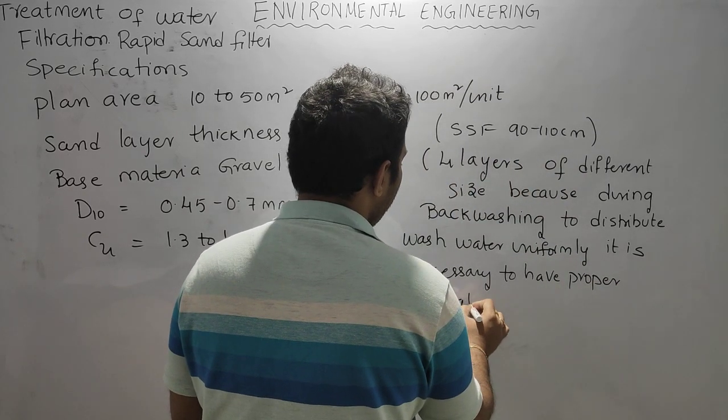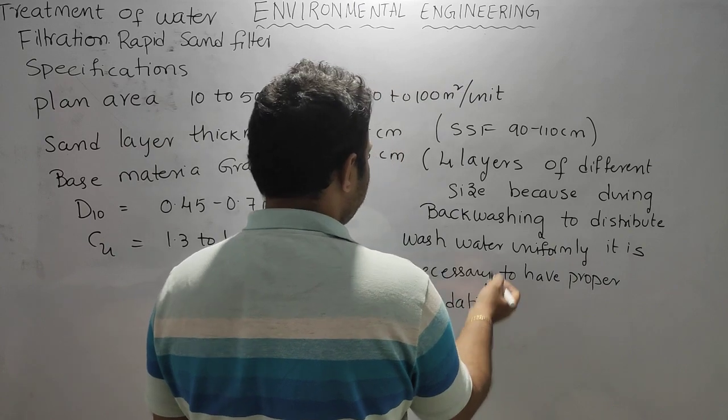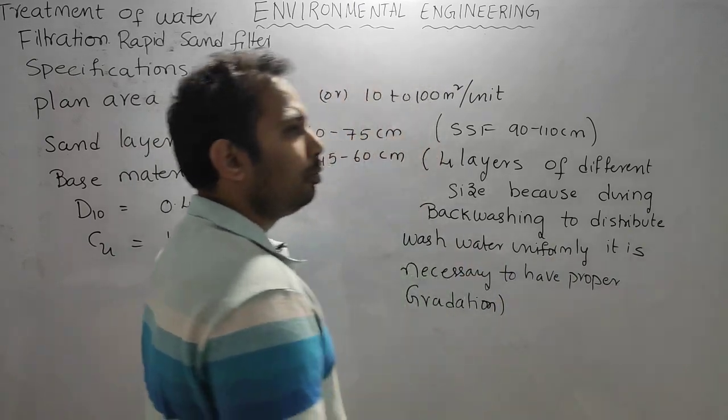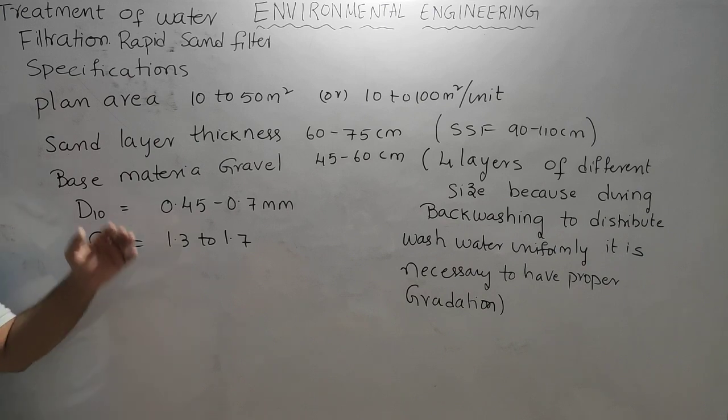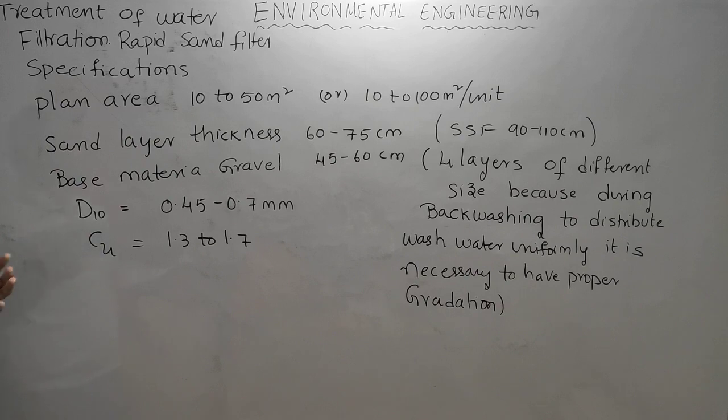So that is why we lay the gravel in different layers, and the size of the layers are also there, but it is not that necessary. Actually, first layer 3 to 6 mm, second layer 6 to 12 mm, third layer 12 to 20 mm, and fourth layer is 20 to 40 mm. Likewise, we will fix the sizes of the material, but that is not necessary for the GATE examination and all.